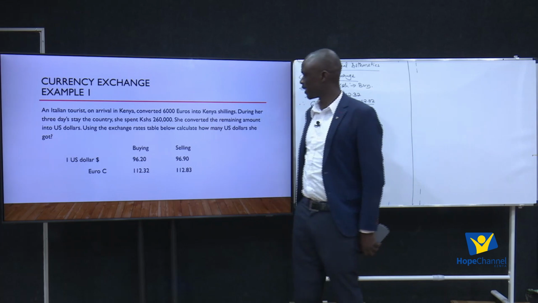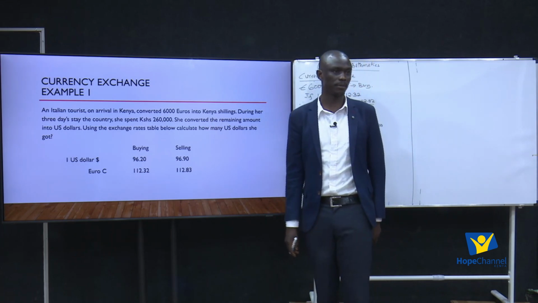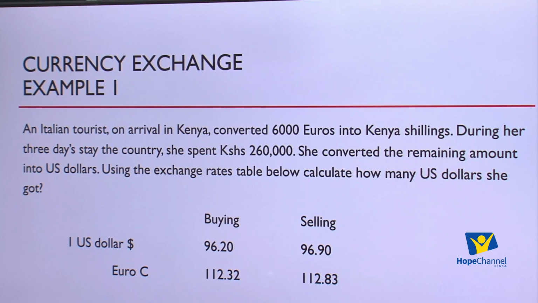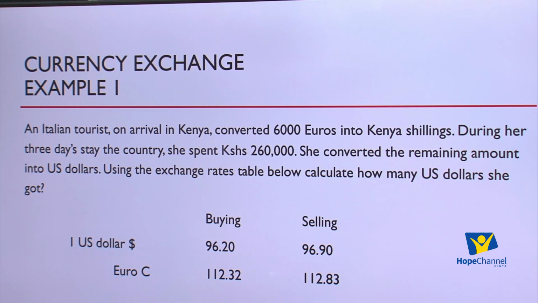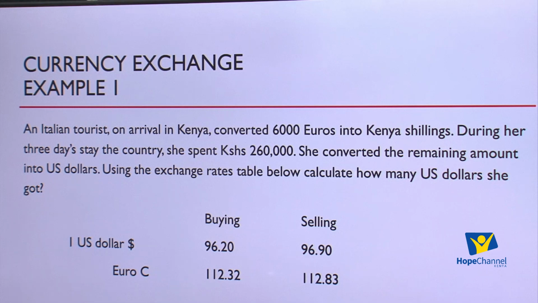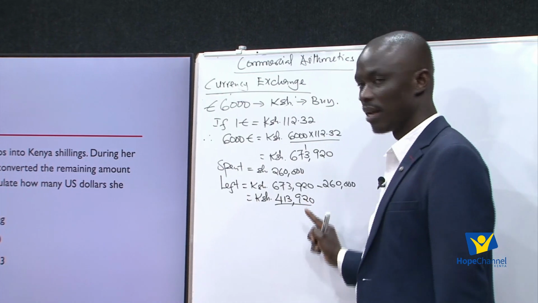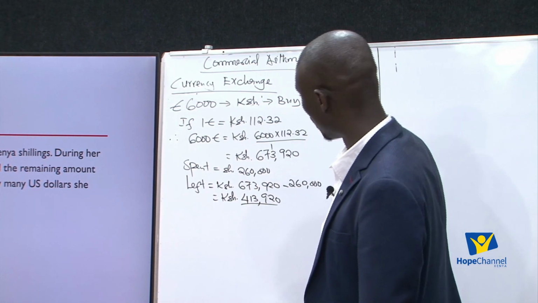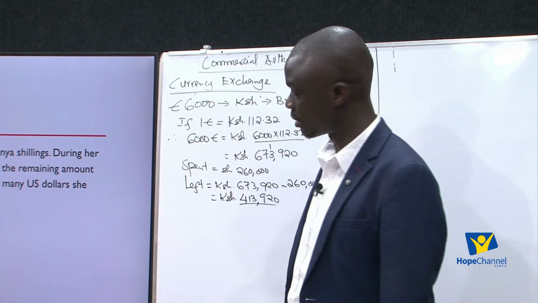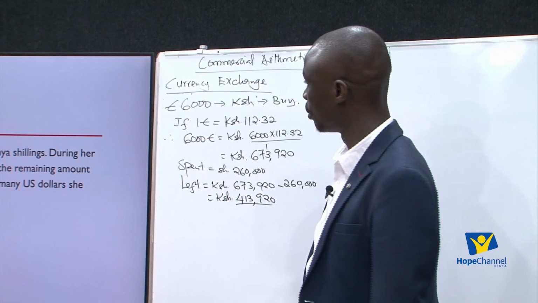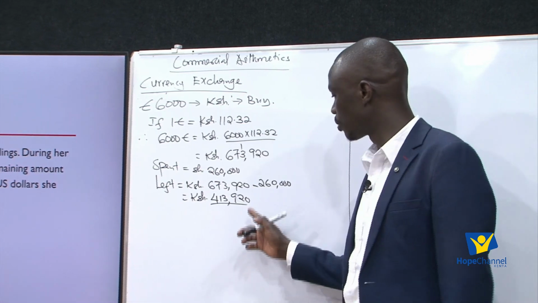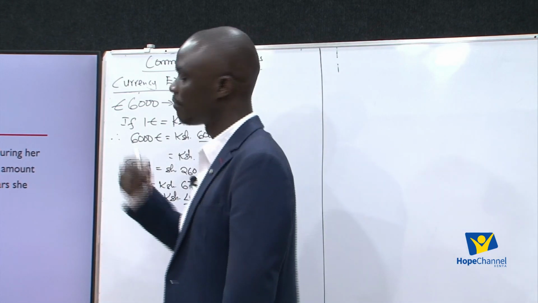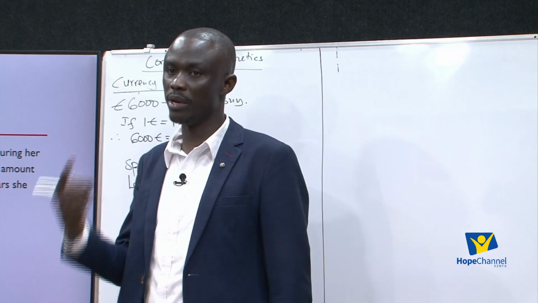She converted the remaining amount into US dollars. So what was she left with? She was left with 413,920. This is what she was left with. Now we are converting this into US dollars. Now look at this. How much are we going to the bank with? So we are going to the bank with Kenya shillings. So what will the bank do? We need now the foreign currency. So the bank definitely will sell.